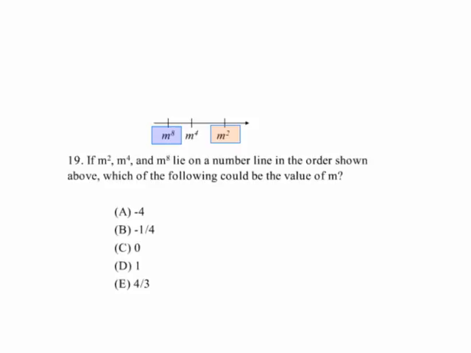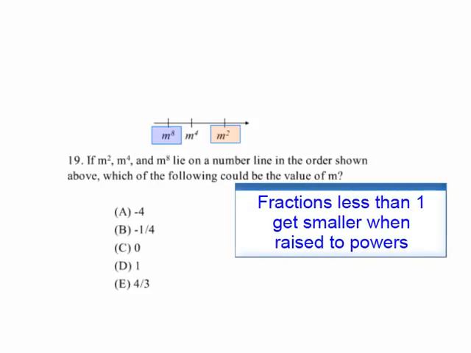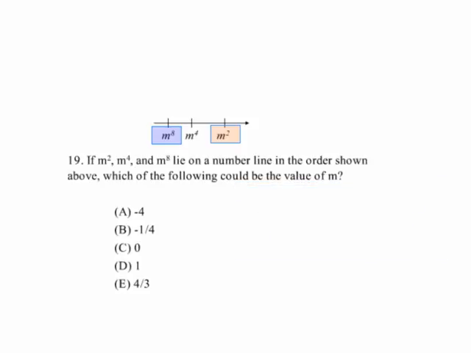Well, one thing that we're going to see is the only place where numbers get smaller as you multiply them by themselves is if they're fractions less than 1. Fractions less than 1 get smaller when they're raised to powers. And the only fraction less than 1 that we've got here is negative 1/4.